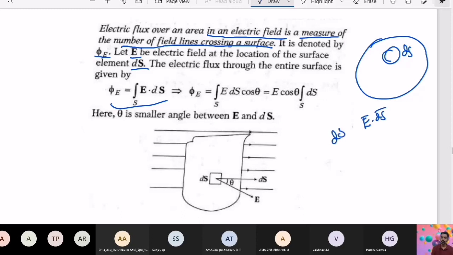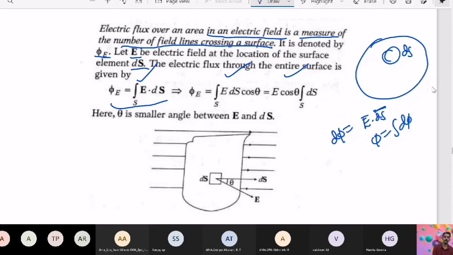Then the total flux, this is the small flux through the small area. Then the total flux will become the integration of the small flux. That is what they are showing here. But how to use this integration and all, we will study further.